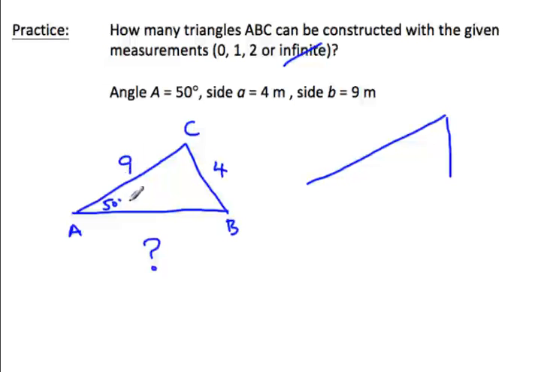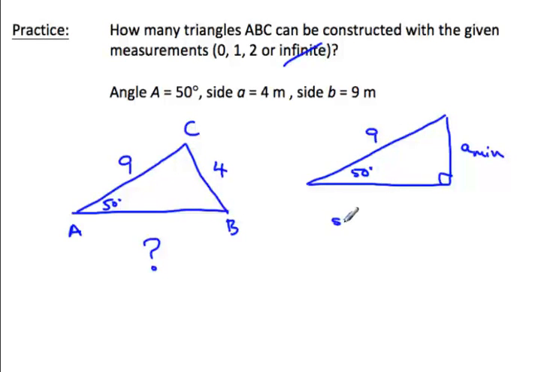This side is fixed length, this angle is fixed length, so you can imagine this 4 as being the pendulum side. So if we work out how long this side A would have to be, how long the pendulum would have to be in order to make one right-angled triangle, I'm going to call this A minimum. And this is still 50 degrees and 9.